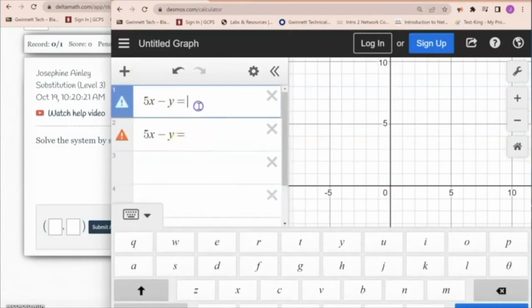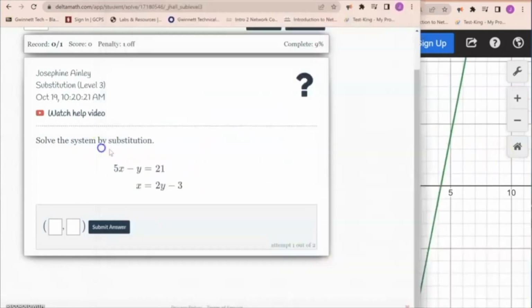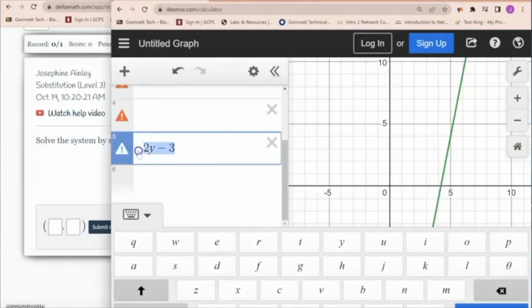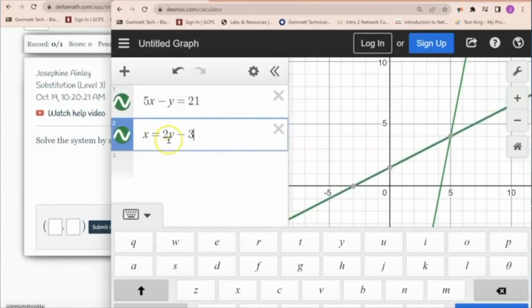Control-X to cut, Control-V to paste. All right, and then just double check that it's the right thing. So 5x minus y equals 21. That's perfect. All right, Control-C to copy, Control-V to paste. And it's looking funky. I'm going to cut this part, Control-X, X out of those, Control-V. All right, then I'm going to make sure it's the same thing.